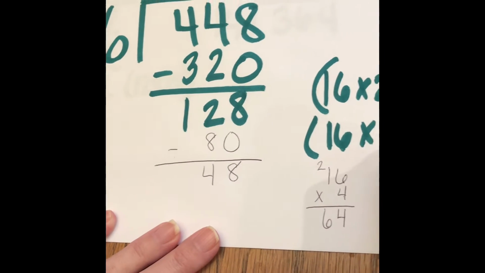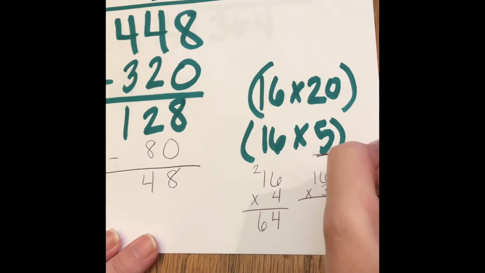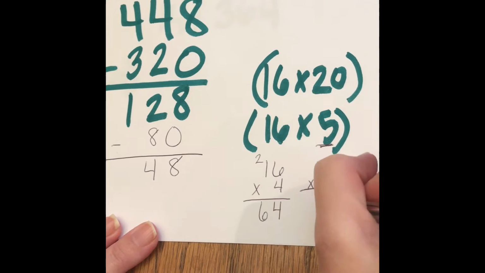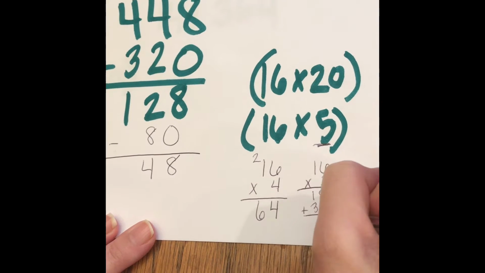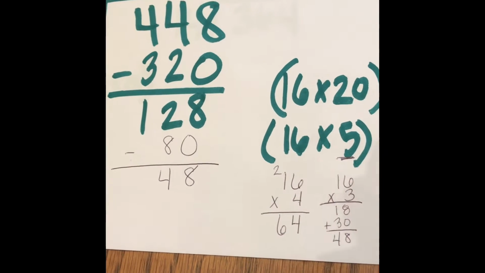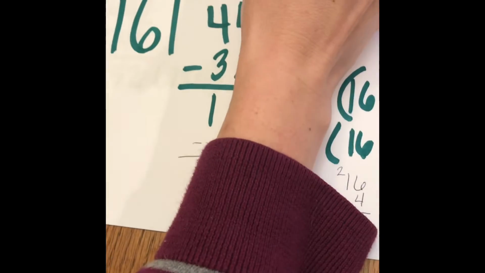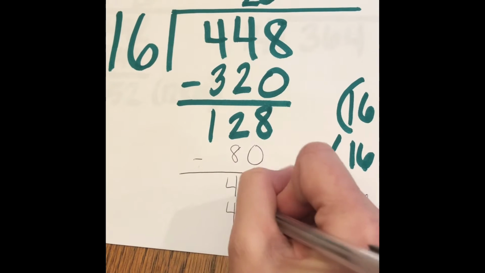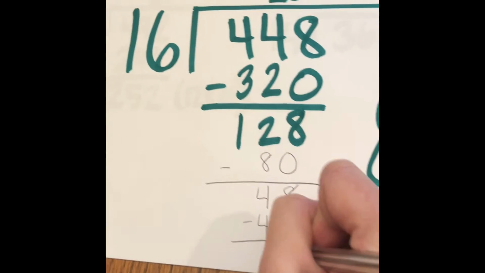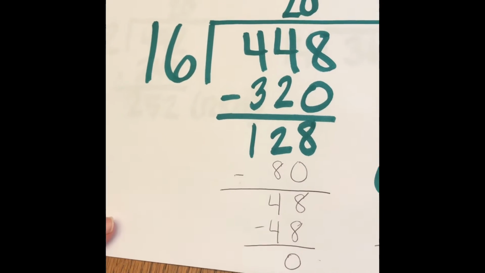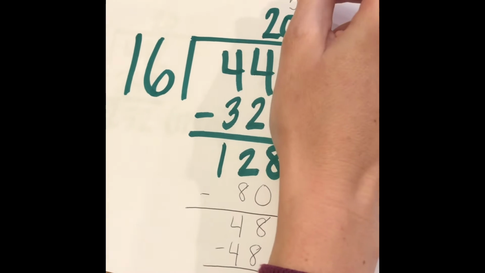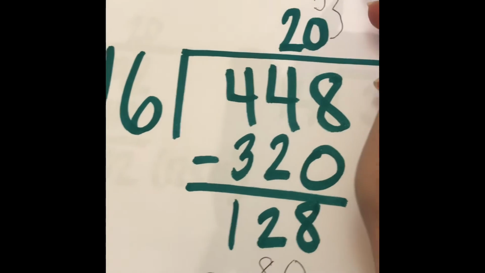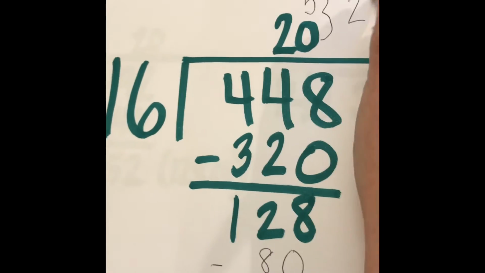So now I'm going to try 16 times 3. So 3 times 6 is 18, and then 3 times 10 is going to be 30. And when I put those together, I end up with 48. So that one's going to work exactly. So I'm going to place the 3 here. Since 3 times 16 is 48, I subtract, and I've got nothing left over. So then the last thing that I need to do is add these 3 together. So these are partial quotients, and when I add it together, I get 28 as my final answer.